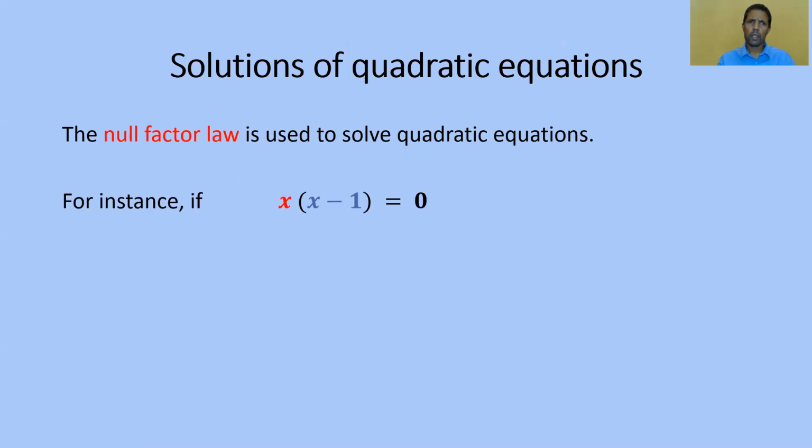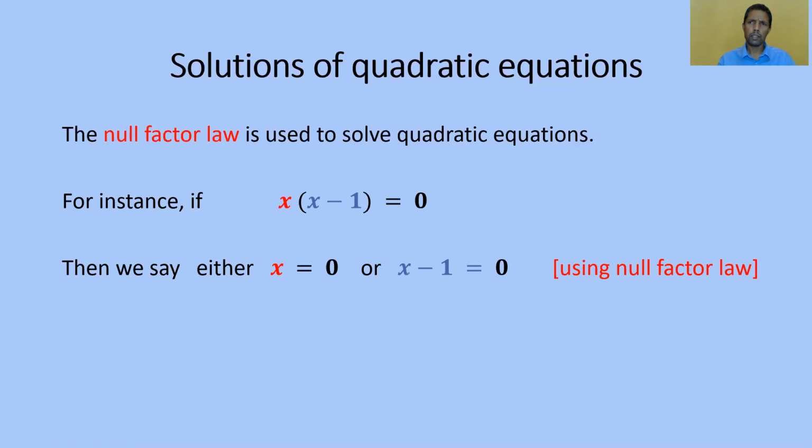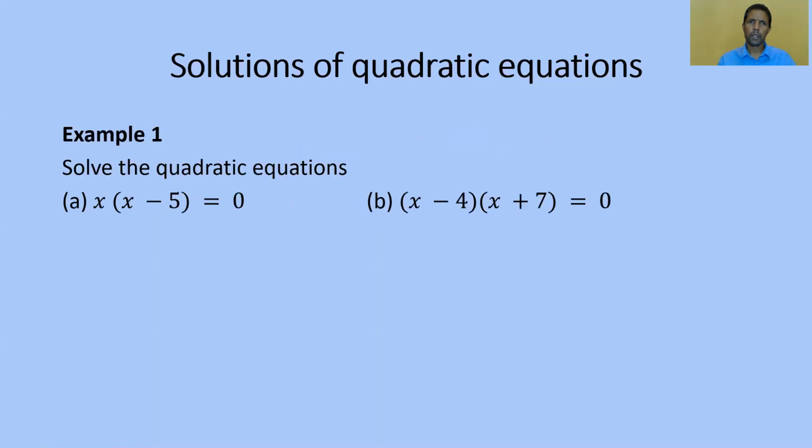The null factor law can be used to solve quadratic equations. For instance, if we have x into x minus 1 is equal to 0, using the null factor law, we have either x is equal to 0 or x minus 1 is equal to 0. That is, x is equal to 0 or x is equal to 1.